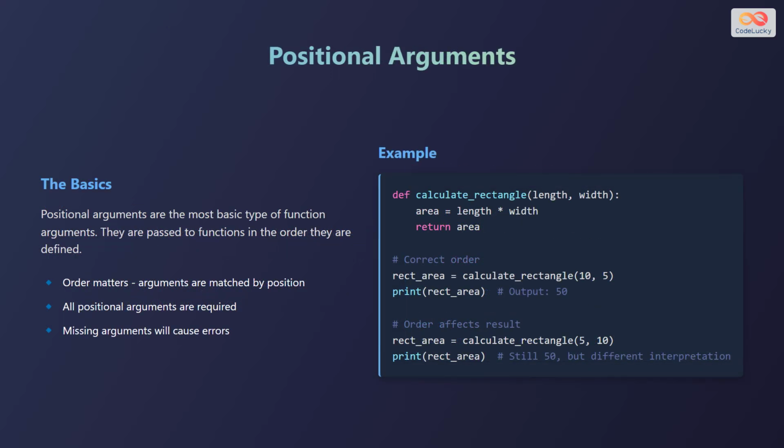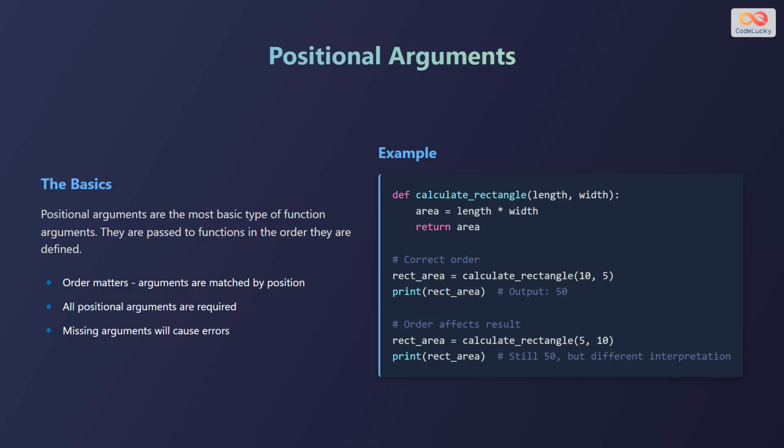Now let's understand the basics of positional arguments. Positional arguments are the most basic type of function arguments. They are passed to functions in the order they are defined. Remember, order matters and arguments are matched by position. All positional arguments are required. Missing arguments will cause errors.